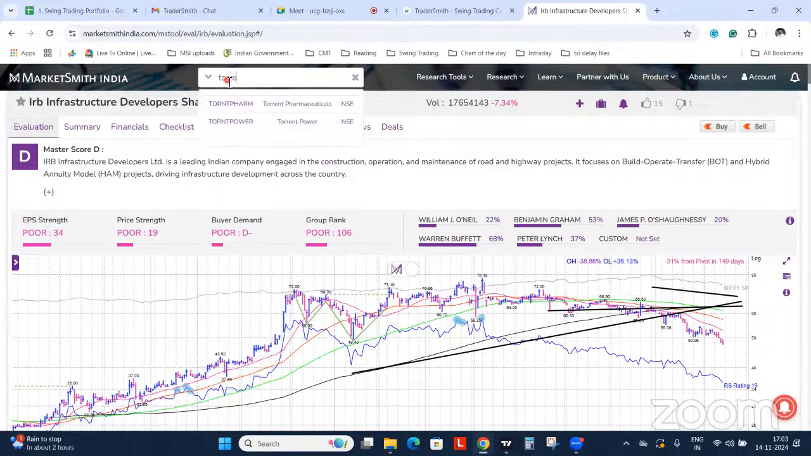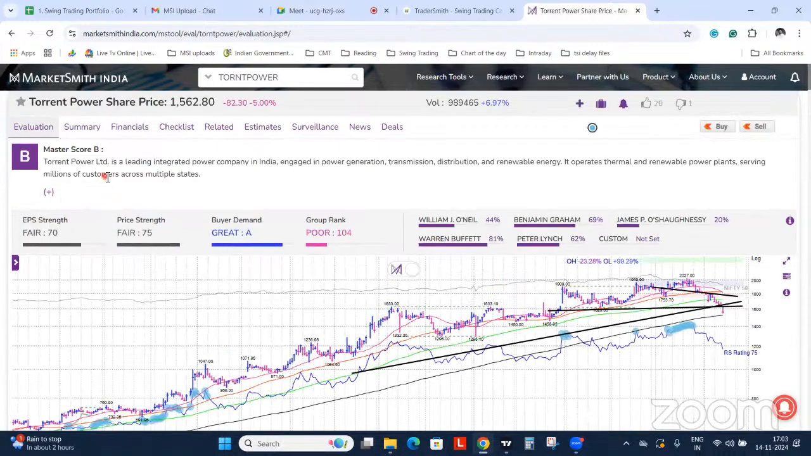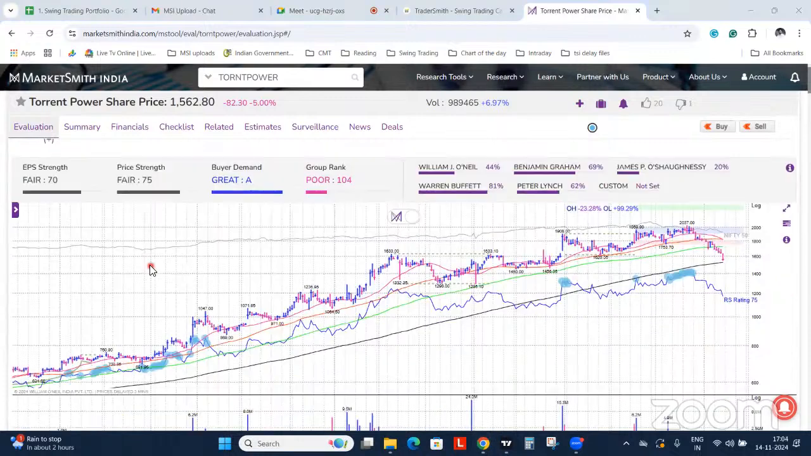Torrent Pharma. No, sorry, Torrent Power. So again, in the last couple of weeks, a heavy correction happened from the level of 2000. Now it is almost 1500 kind of zone. If we talk about today's low, 1545 is the low. 200 DMA is placed in the 1530 kind of zone.